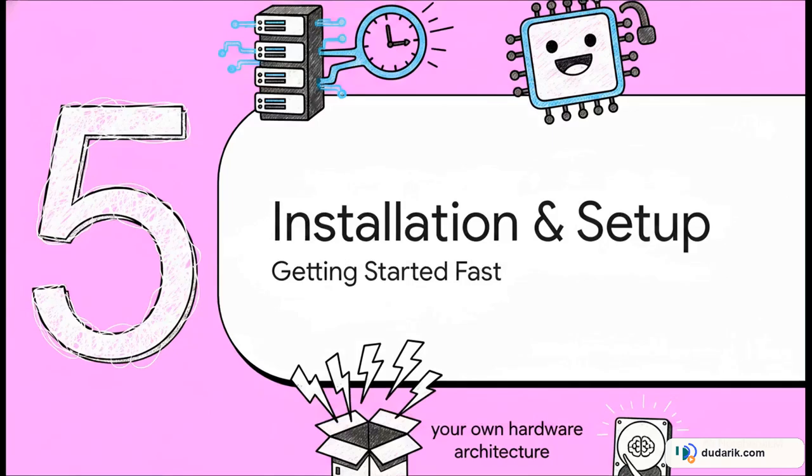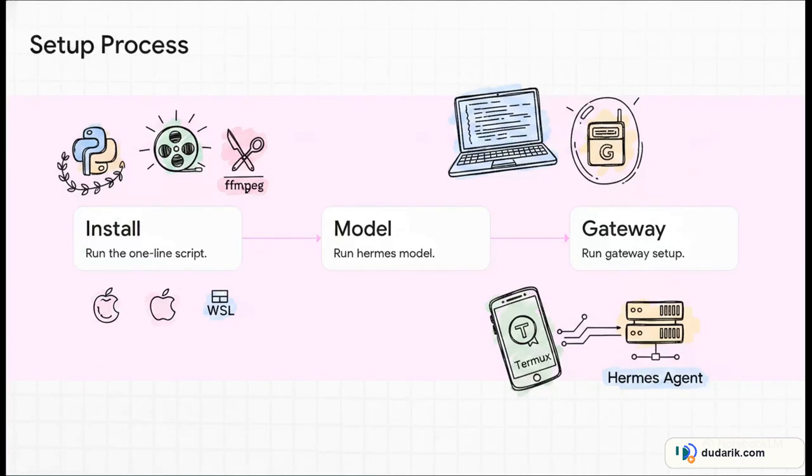Let's get into Section 5, installation and setup, getting started fast. Okay, so getting this running is remarkably simple. There's a one-line installer script that handles all the annoying dependencies: Python, Node.js, FFmpeg across Linux, Mac, and WSL. And what's really impressive is the native Windows installer. It actually bundles a portable Git Bash without needing any admin rights, so it's totally isolated from your system. Oh, and for the mobile power users out there, there's even a fully tested, documented path for running it natively right on your Android phone using Termux.